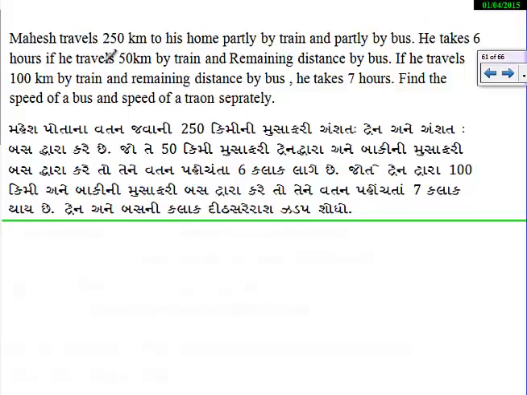He takes 6 hours if he travels 50 km by train and the remaining distance by bus. यानी 50 km train से travel कर रहे हैं and total 250 है, so remaining 200 by bus, तो उसको 6 hours लगते हैं. Now if he travels 100 km by train, then the remaining distance, that's 150, by bus, then it takes 7 hours.